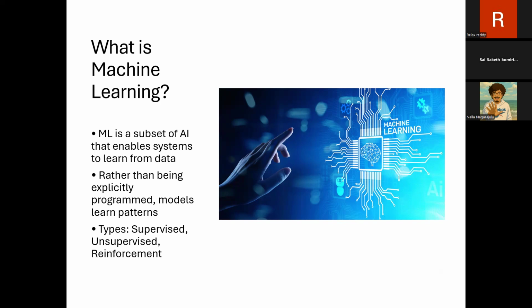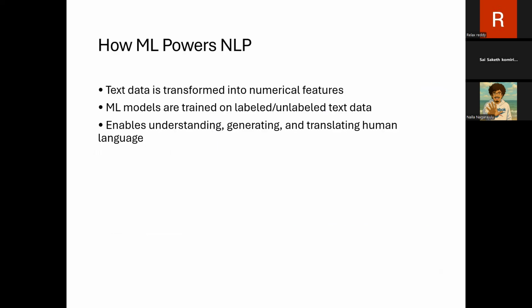Now, let's talk about how ML powers NLP. Machine learning is the engine behind modern NLP. It starts with converting text, which is naturally messy and unstructured, into numerical representations like vectors. These are often done using techniques like TF-IDF or word embeddings.